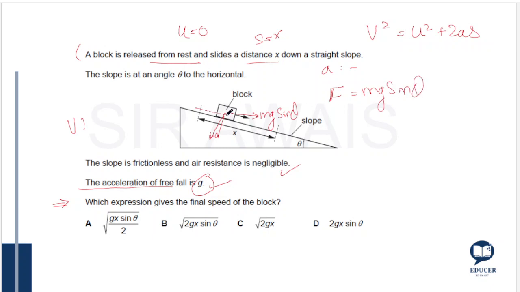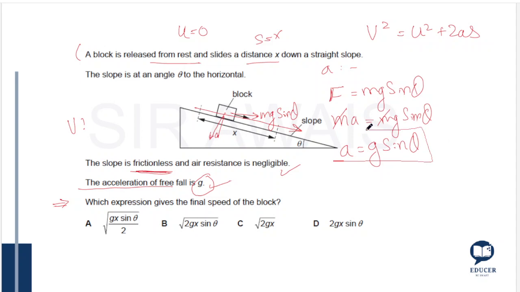So the force acting on this object is mg sine theta, in the direction along the slope. If there was friction, we might have included it, but there is no friction, so the only force acting on it is the sine component of the weight. From Newton's second law, force is equal to ma. So ma is equal to mg sine theta. The mass m is the same on both sides, so I have the expression for acceleration, which is g sine theta.